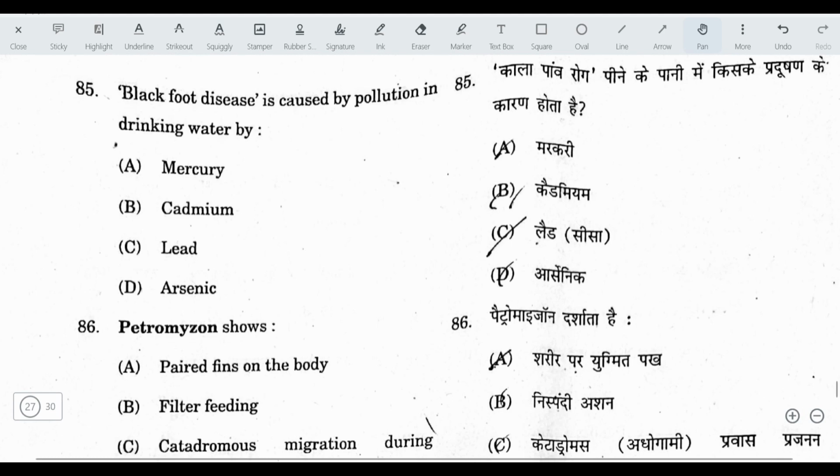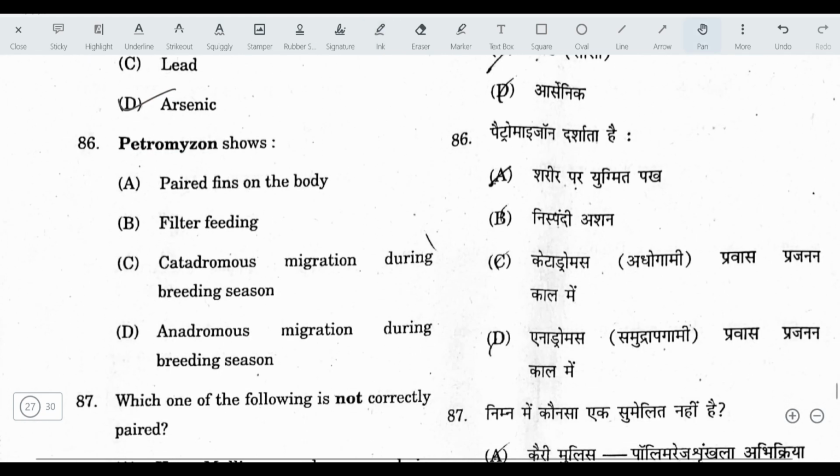Next question: black foot disease is caused by pollution in drinking water by arsenic. Next, Petromyzon shows. The answer here is anadromous migration. It means the fish migrates from sea to fresh water for spawning.